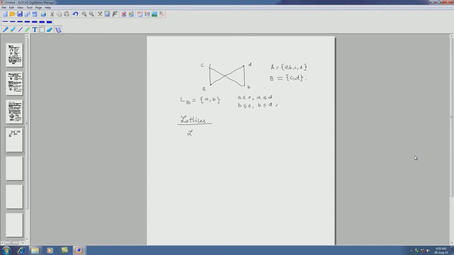Suppose L with a partial order less or equal is a poset. Now, this L will be called a lattice if given any two elements, of course, not necessarily distinct, we will be able to find a least upper bound and a greatest lower bound of that subset.